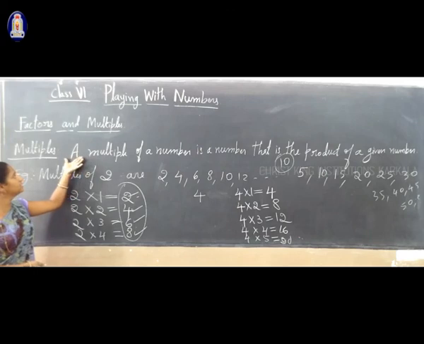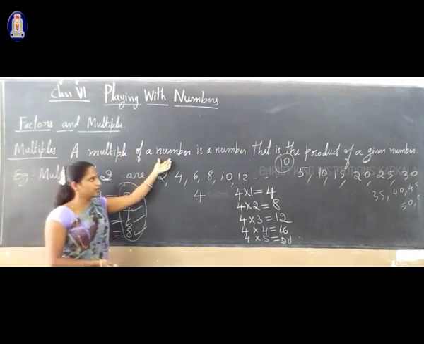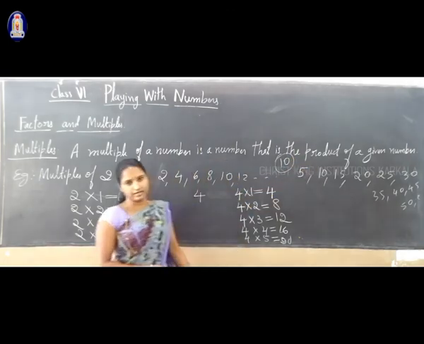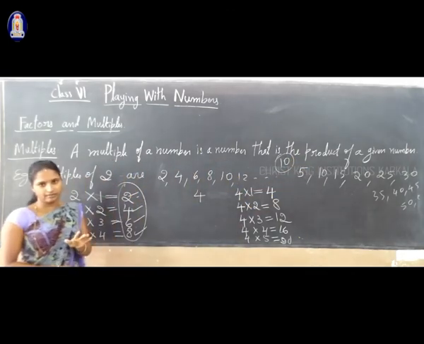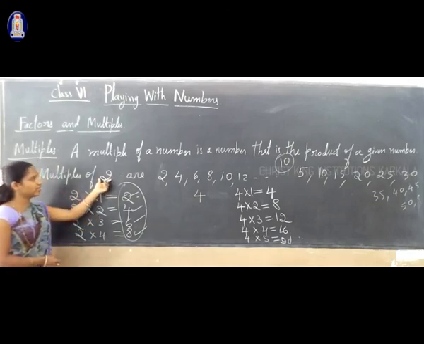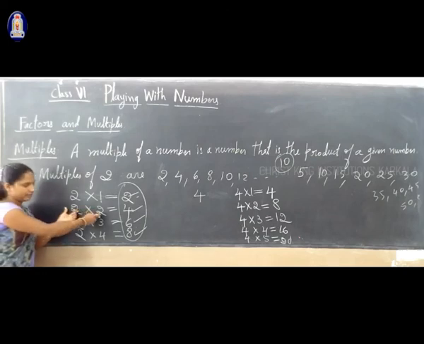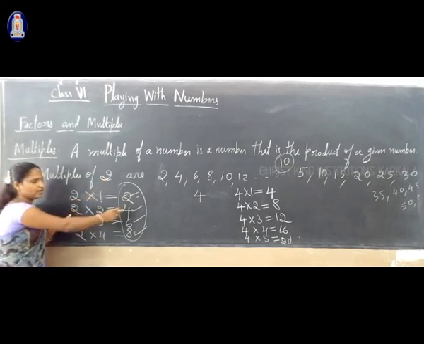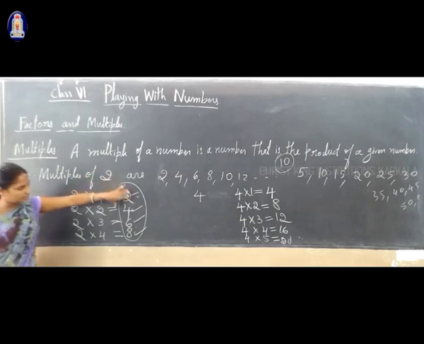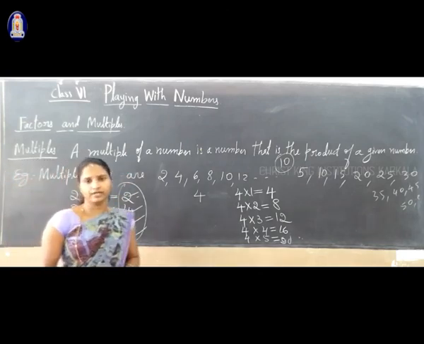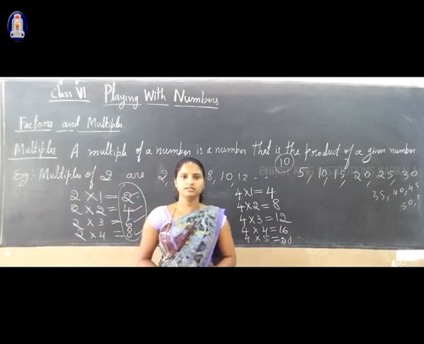So what are multiples? A multiple of a number is a number that is the product of the given number. Product of the given number means here, if they ask to write multiples of 2, you have to find the product. Multiplication. Multiply 2 into 1. We get 2. The same number multiplied by 2, 2 twos are 4. 2 threes are 6. So these are the multiples of 2. These are the multiples of a given number. Clear? Yes. Thank you.